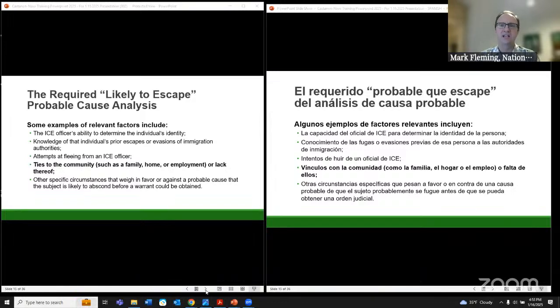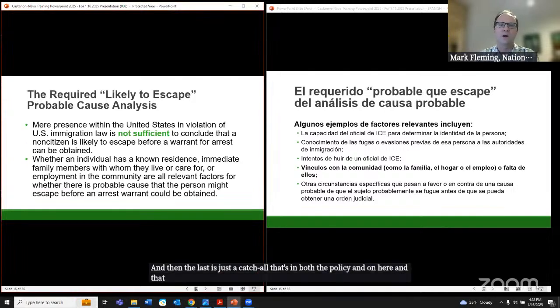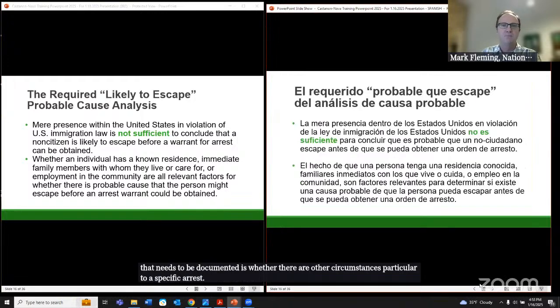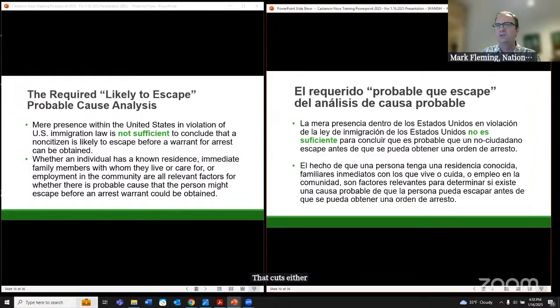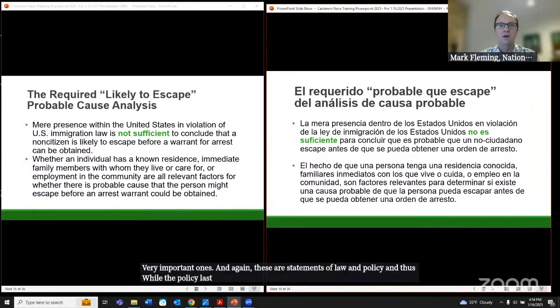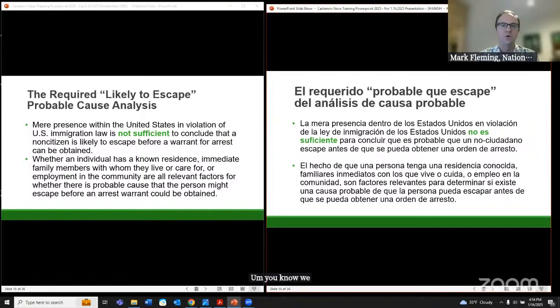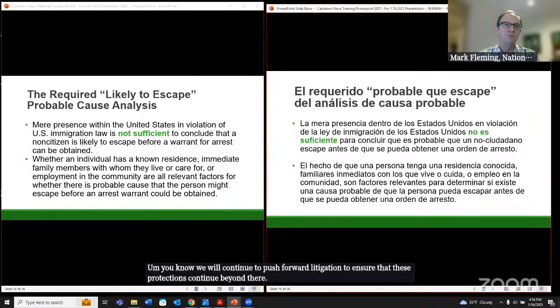And then the last is just a catch-all that's in both the policy and on here, and that needs to be documented, is whether there are other circumstances particular to a specific arrest that cuts either for or against probable cause. Couple things, very important ones. And again, these are statements of law and policy. And thus, while the policy lasts till May, we will continue to push forward litigation to ensure that these protections continue beyond there. The first one is a very important one.